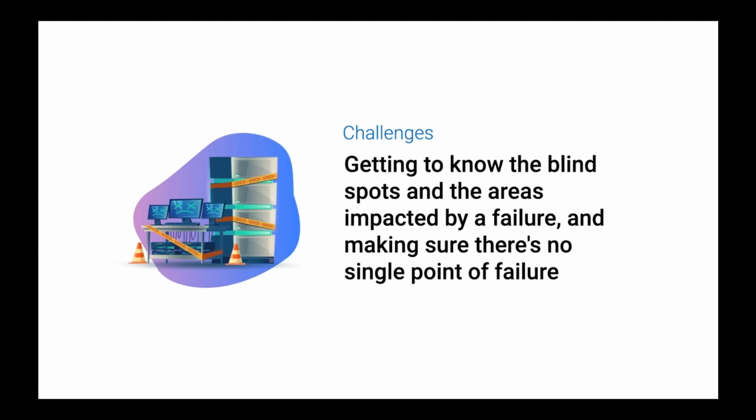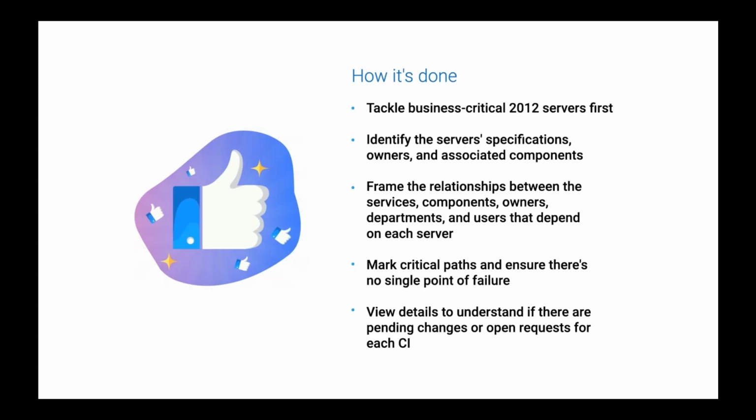So that's really important, because change is where you plan for the backout plan, you plan for how the changes are to be rolled out. So working with the CMDB along with the change will make sure that there is no single point of failure. So how is it done? In an ideal situation, how it is done: tackle business critical 2012 servers first. Identify the server specification, owner, and associated components.